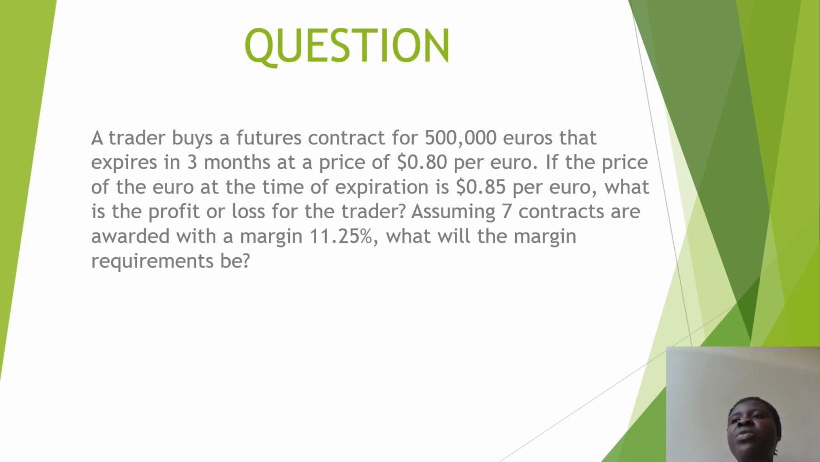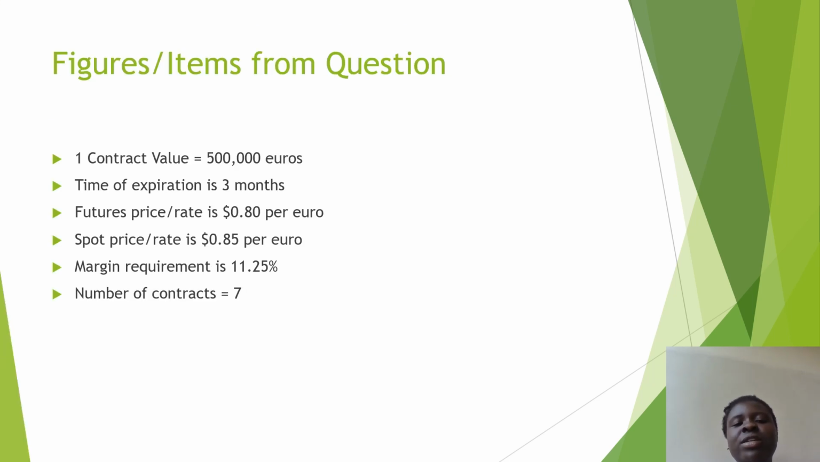That means at the end of the 3 months, if the trader is to buy at that spot rate, he's going to pay $0.85 for 1 euro. And they are asking: what is the profit or loss for the trader, assuming 7 contracts are awarded with a margin of 11.25%, what will be the margin requirement? So let's dive into the solution.